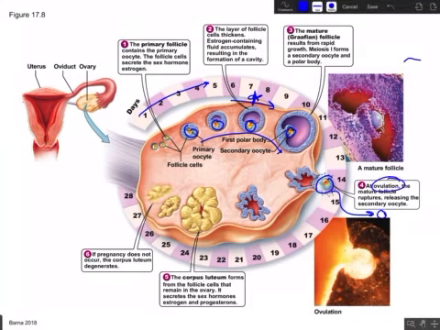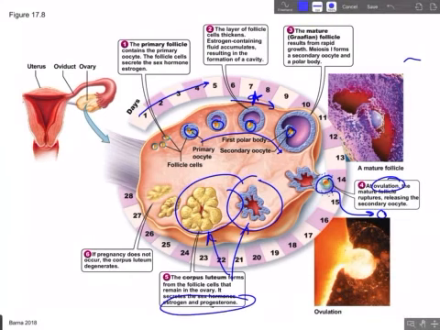Okay, and then you can see what's left over. This is the corpus luteum right here, and this secretes 2 hormones, estrogen and progesterone. Predominantly the big one's going to be progesterone, all right? And if no pregnancy occurs, it basically disintegrates into scar tissue.